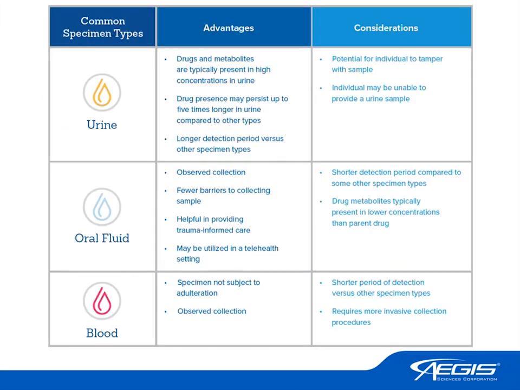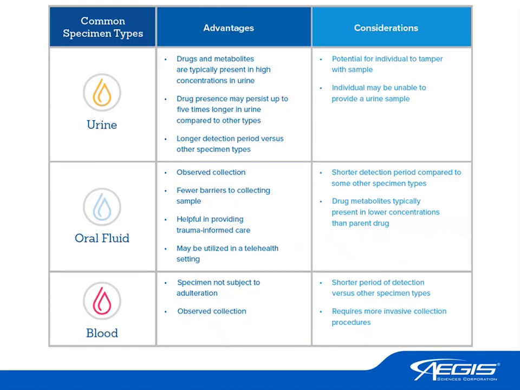An understanding of the difference in specimen types is also helpful, particularly when interpreting unexpected results. Urine, oral fluid, and blood each provide different information that is unique to that specimen type. For example, urine typically has the highest concentration of substances present and the longest period of detection, but the potential for urine tampering or patient inability or resistance to providing a urine sample may necessitate oral fluid testing.